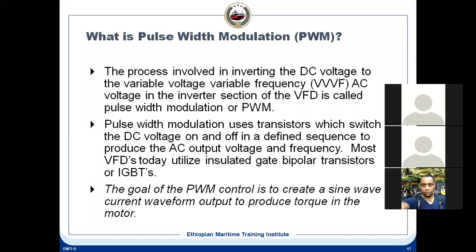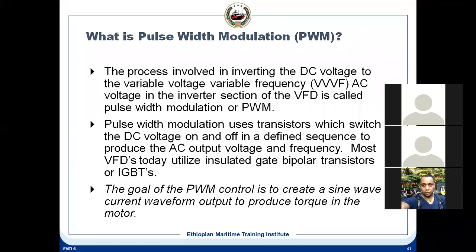Pulse width modulation is a process of inverting a DC voltage into variable voltage, variable frequency. That is called pulse width modulation. Pulse width modulation uses transistors which switch the DC voltage on and off in a defined sequence to produce an AC output voltage and frequency. So most of the VFDs today use pulse width modulation and they use the IGBTs.